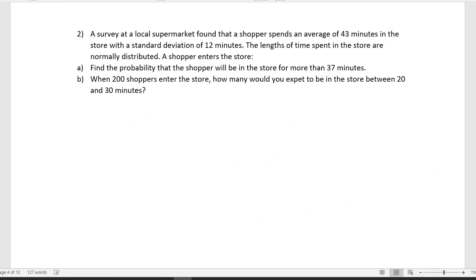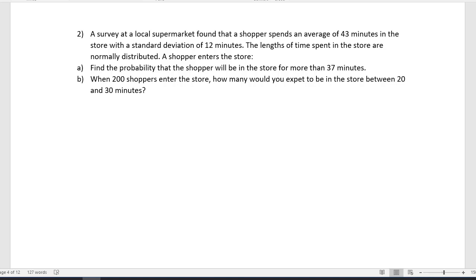So this next problem says that a survey at a local supermarket found that a shopper spends an average of 43 minutes in the store with a standard deviation of 12 minutes. The lengths of time spent in the store are normally distributed. And this is completely coincidental that the standard deviation of this data set was the same as the prior data set.